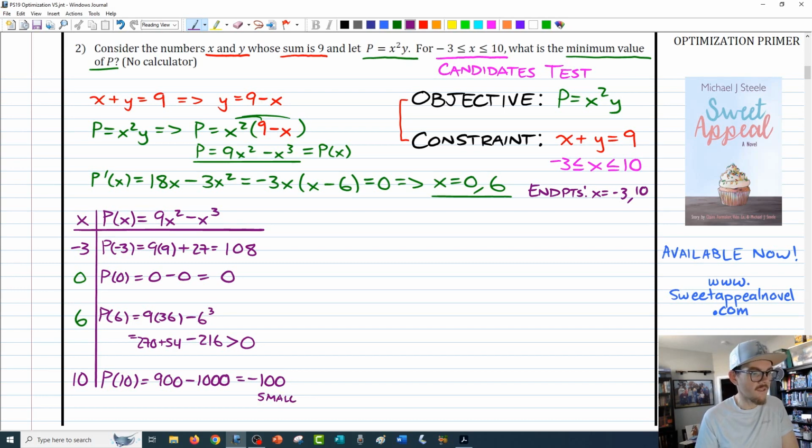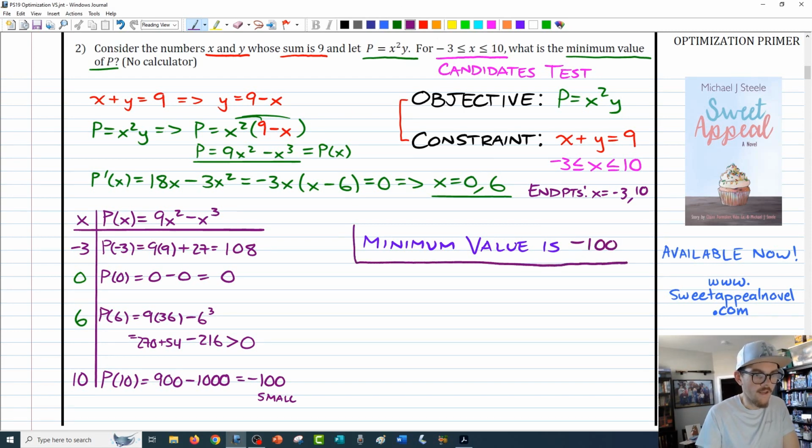So now that we have this as our minimum value, we can finish our problem off. We've identified the smallest. Therefore, we can say that the minimum value is, and I'll just put it in the original color, negative 100. So that gives us our value.